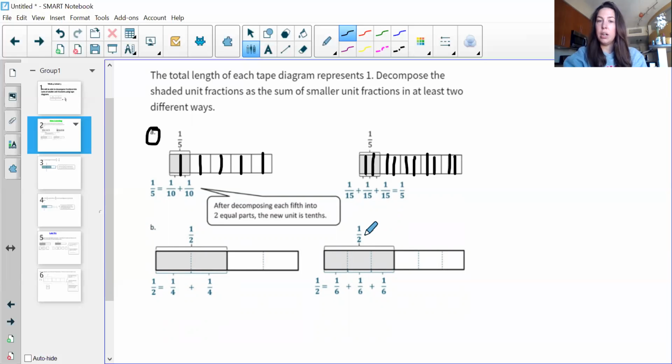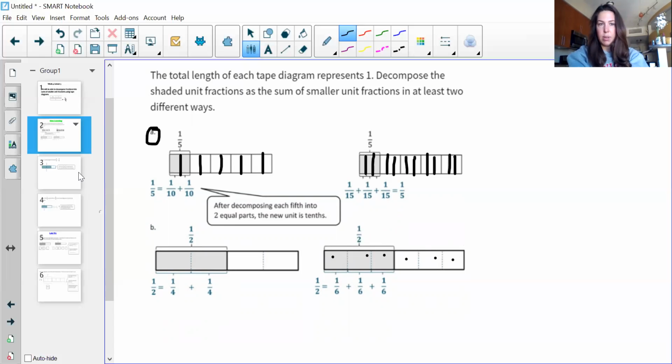And then over here, 1/2, we're going to decompose each half into 3 pieces this time. So 1/2 is equal to 3/6. So it's sixths because some of you might say, oh, well, that's thirds, but you have to count what's here. 1/6, 1/6, 1/6, 1/6, 1/6, 1/6. And the amount shaded is 3/6.